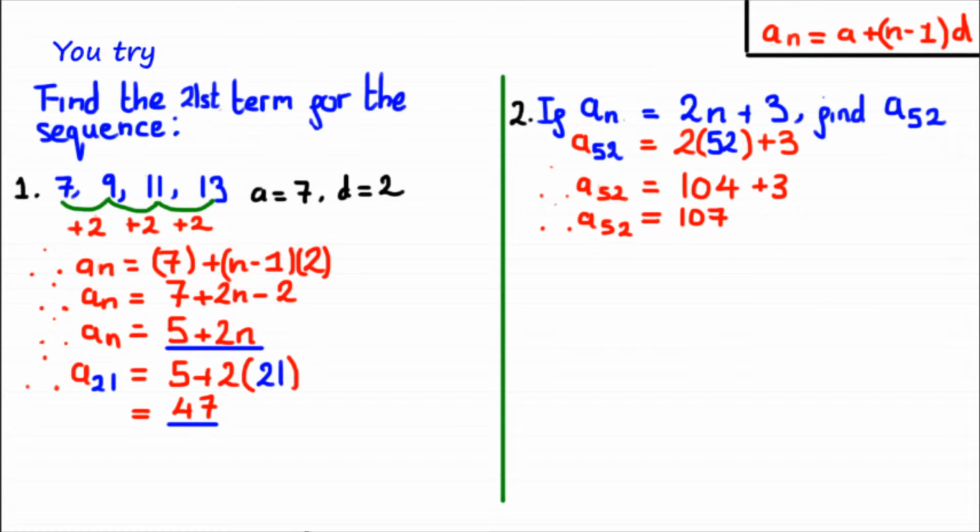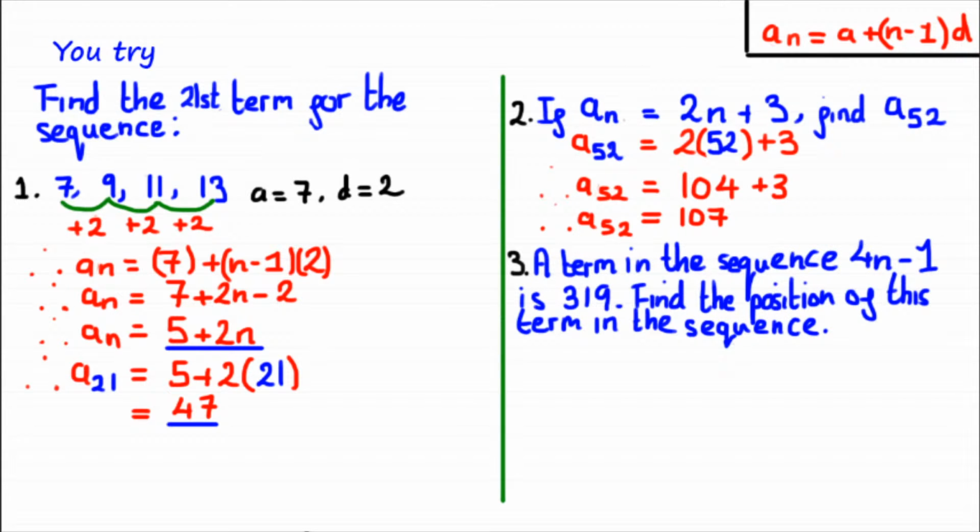Okay, we've just got the last question for this slide, and we'll make it the last question of the day. We'll go through quadratics next lesson. Here's the last question. All right, so hopefully you can read this. I'll read this out to you. A term in the sequence 4n minus 1 is 319. Find the position of this term in the sequence.